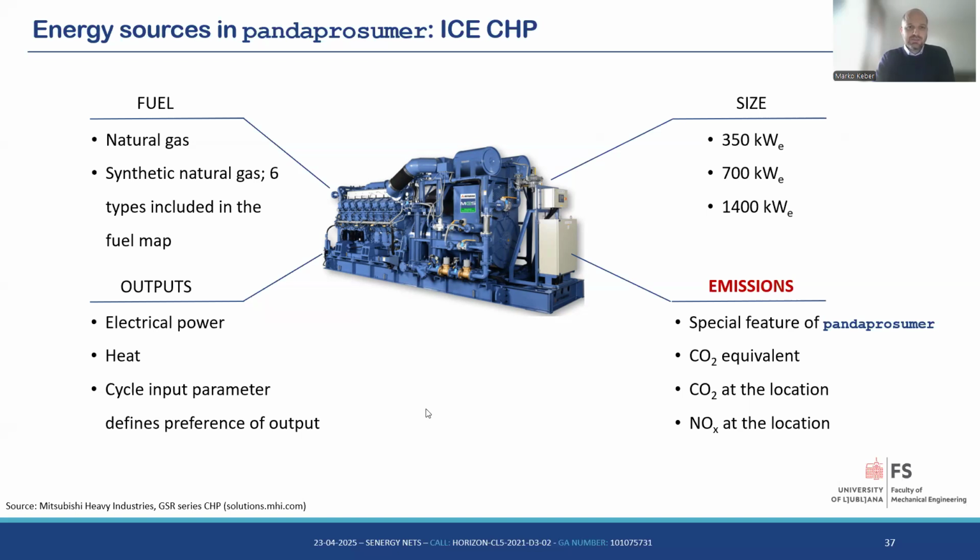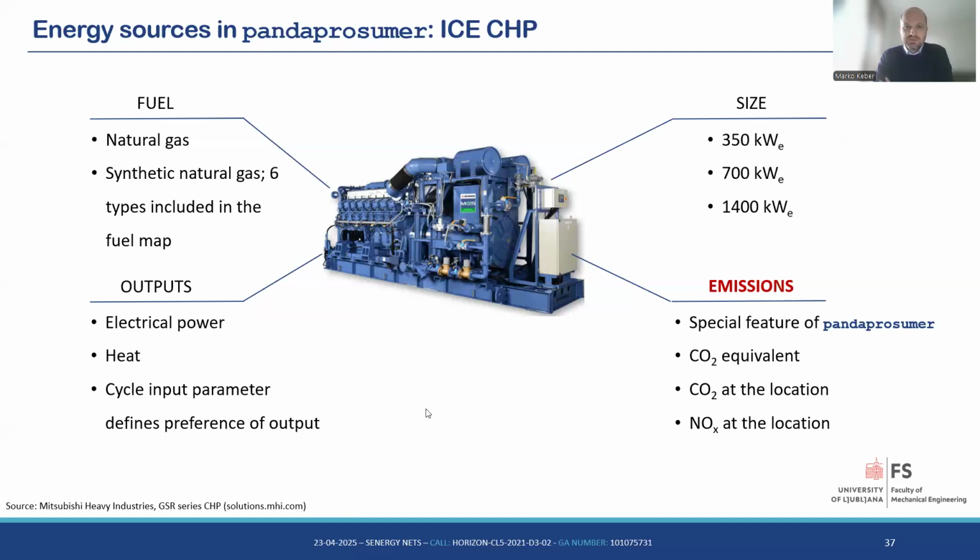This CHP is based on an actual system, an actual engine that's been developed by Mitsubishi in this case. It runs on natural gas, so pandaprosumer uses data for natural gas, but in different forms. So you have natural gas and then synthetic natural gases. 6 synthetic natural gases are included for information, and the user can choose between 3 sizes. The smaller one, 350 up to 1400 kilowatt of electrical output.